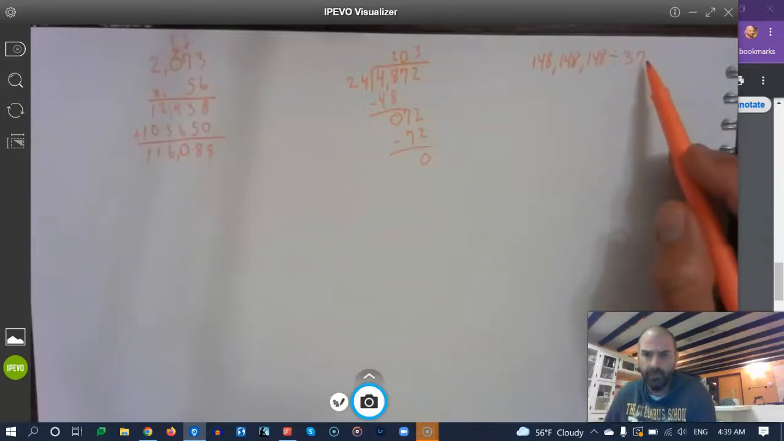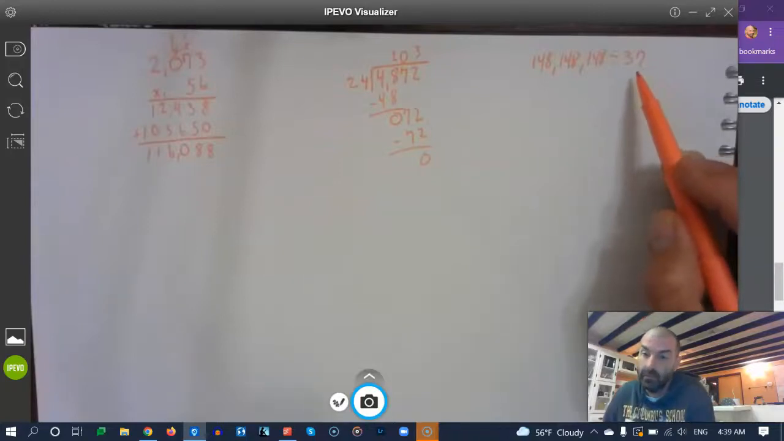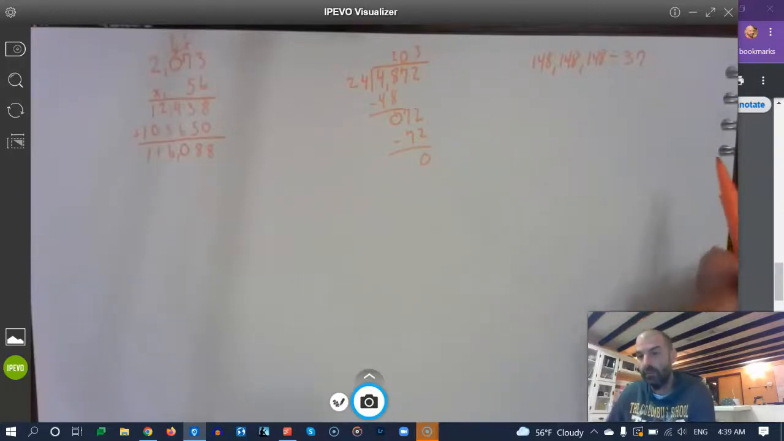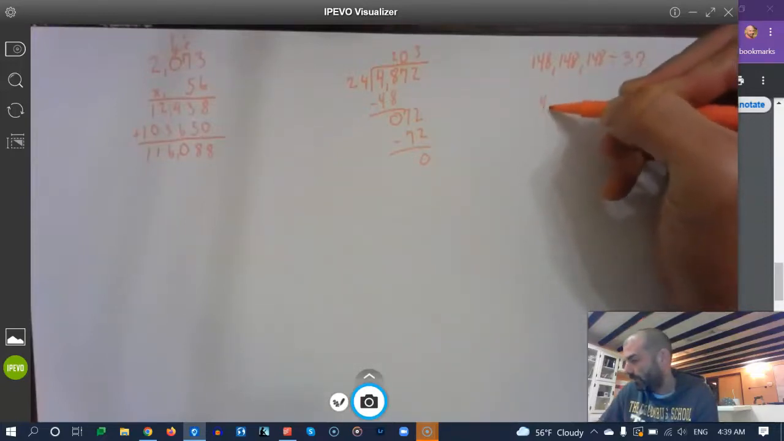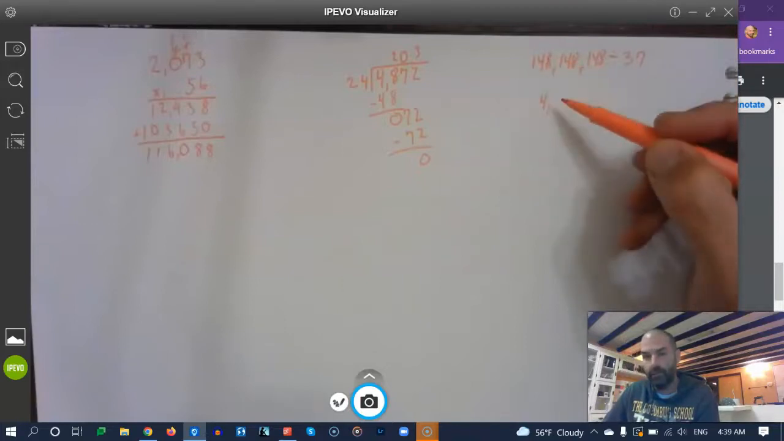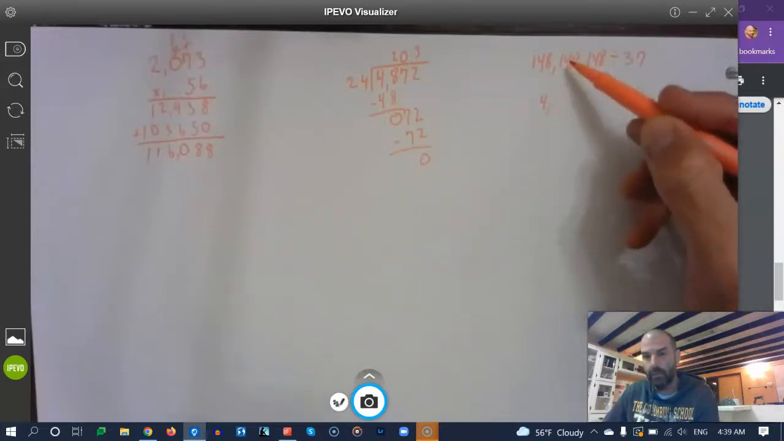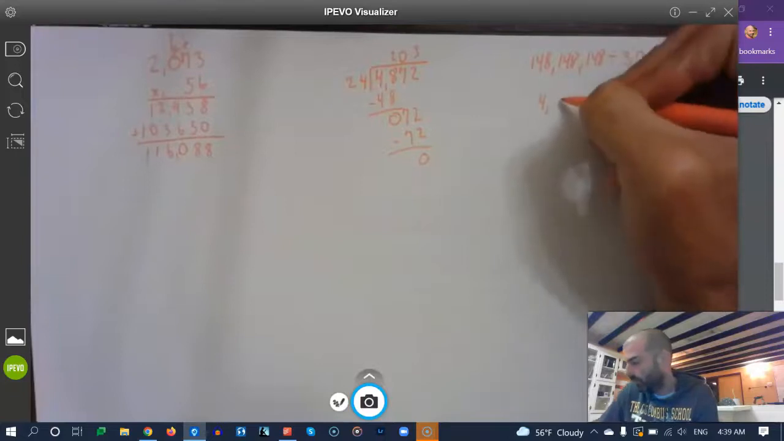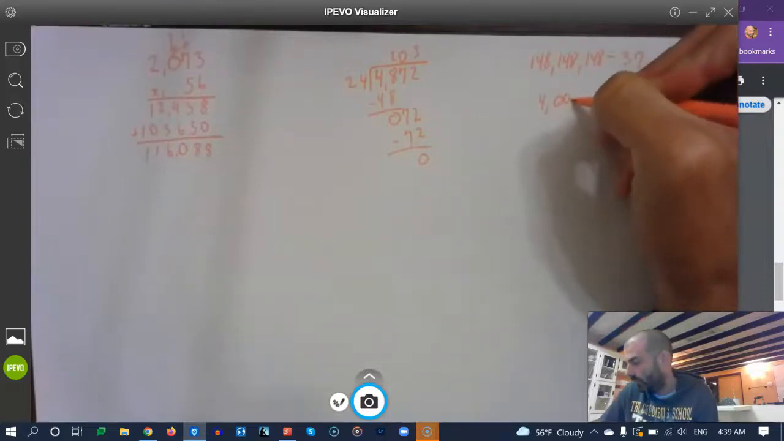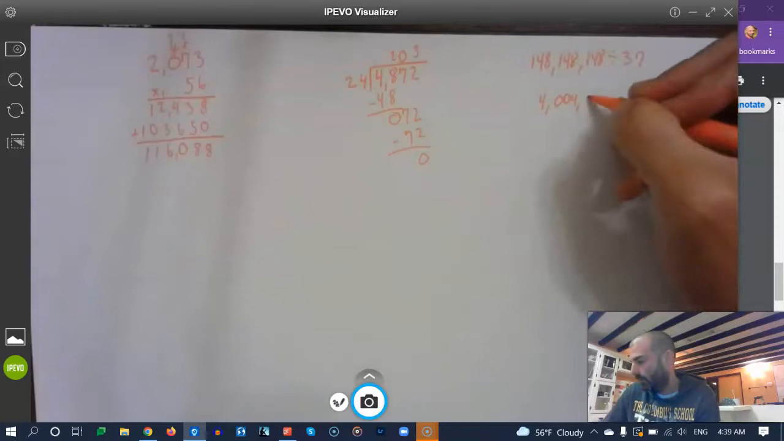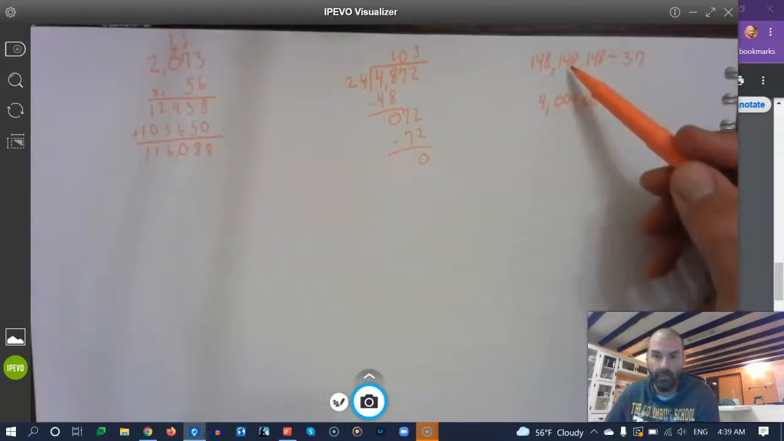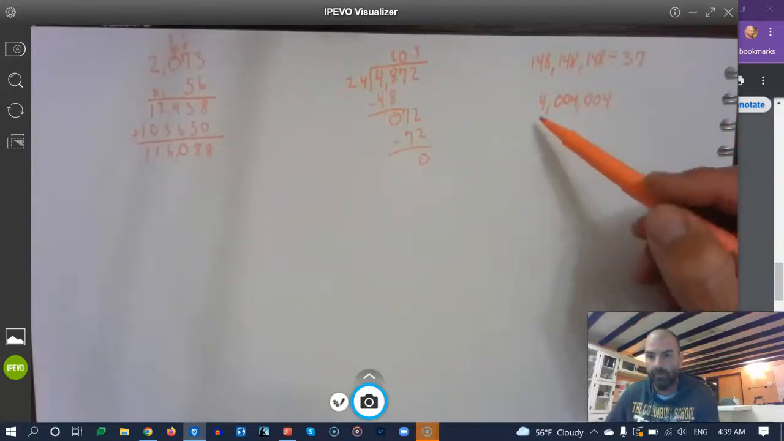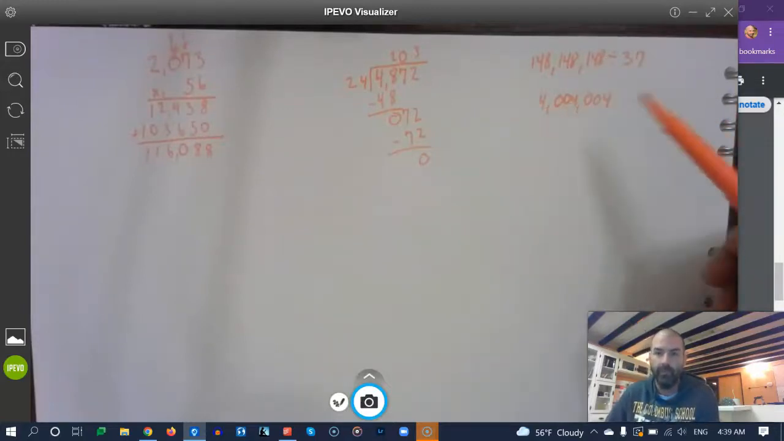It goes in 4 times, right? 4 times 7 is 28. 4 times 30 is 120. Yep, that's 148. So if it goes in 4 times there, 4 times to get 148, how do I show 4 here? Well, I have to go 0, 0, 4, and then another 0, 0, 4. So 148,148,148 divided by 37 is 4,004,004.